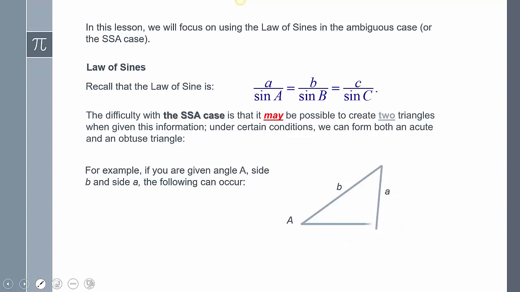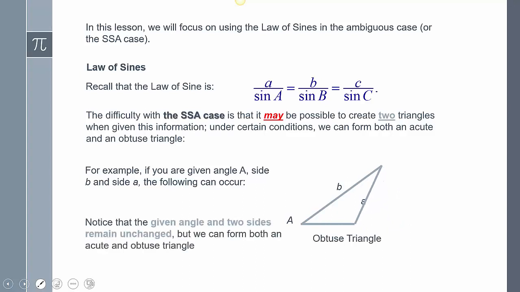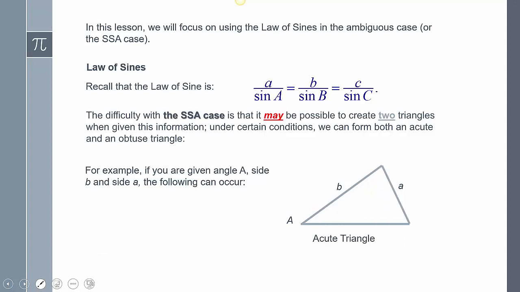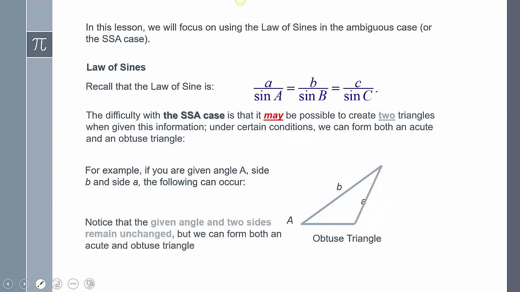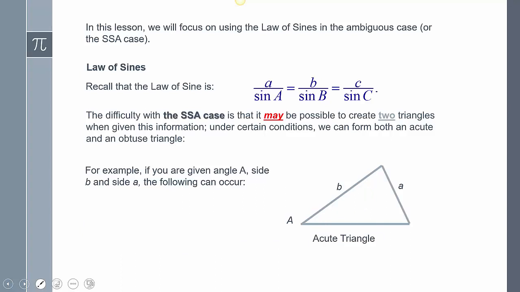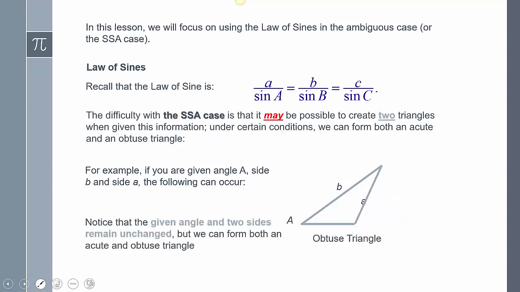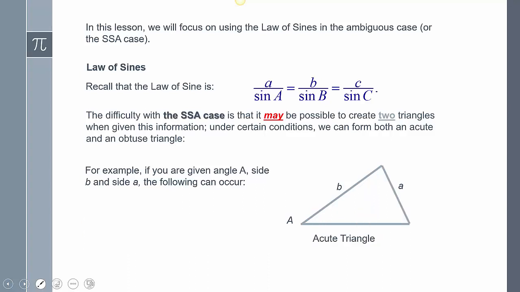And so you can actually create a different triangle. So notice that length here, I never changed this length, I never changed this length, and I never changed that angle. And I was actually able to create another triangle with that same information. And so that is the reason why we call this the ambiguous case, is because with this information, it is possible for us to be able to create those two different triangles.